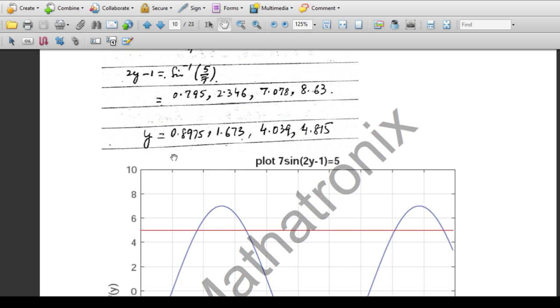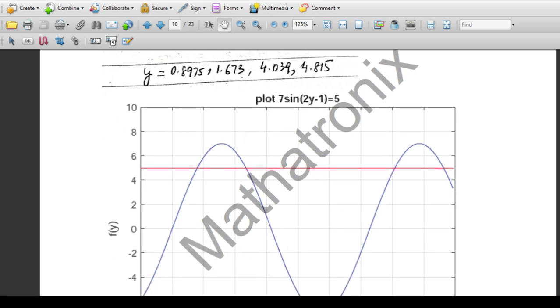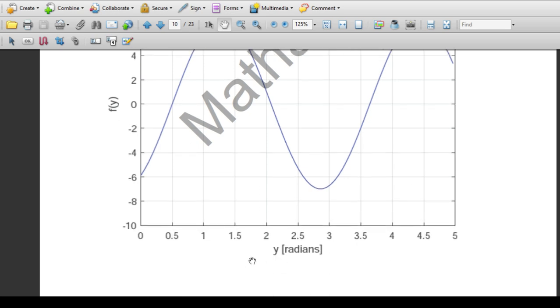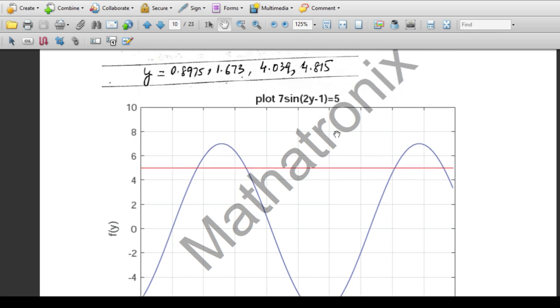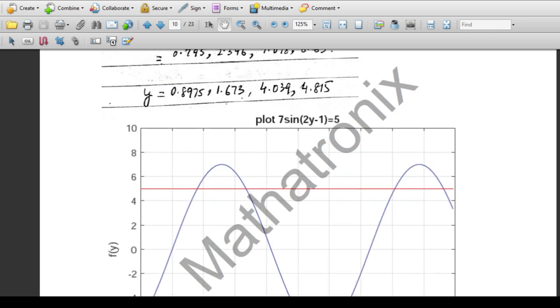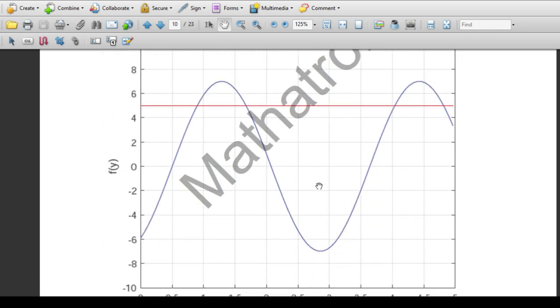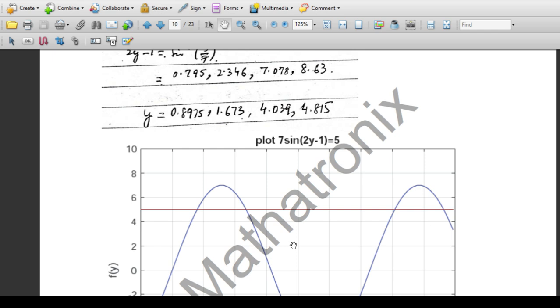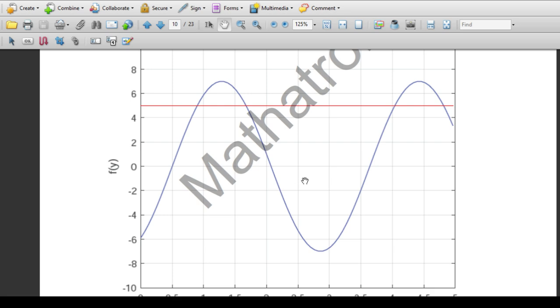So there are 4 solutions, and we have plotted and shown it on the graph. This is very, very important. We have plotted this graph and equated with 5. We have plotted the left hand side as a blue graph, and this red is 5 here, and just equate it and obtain this. So this is simple.